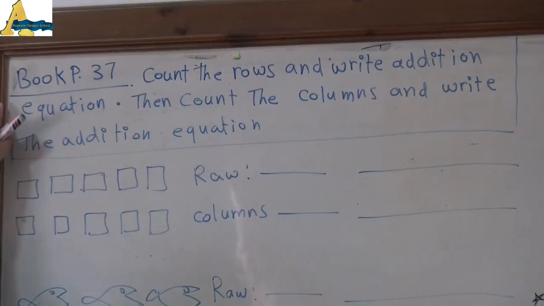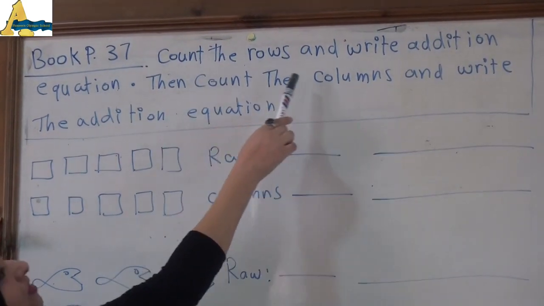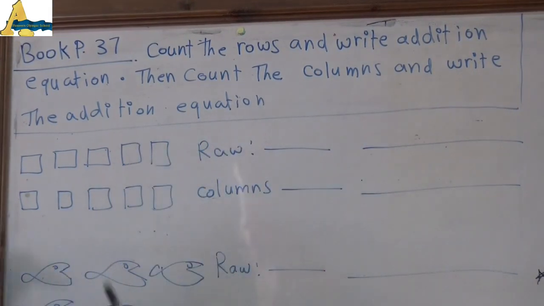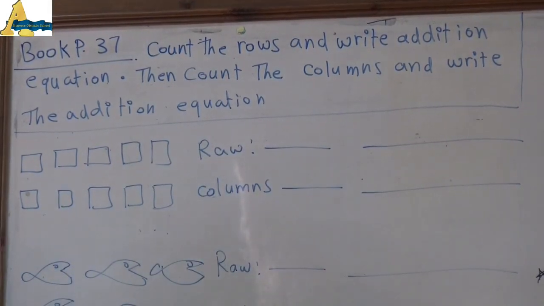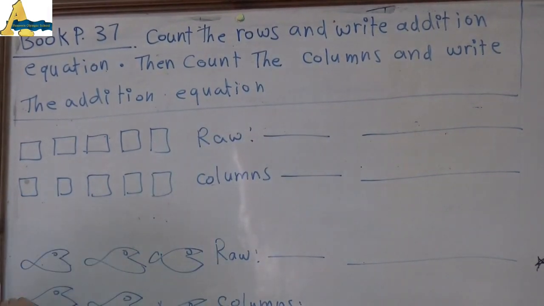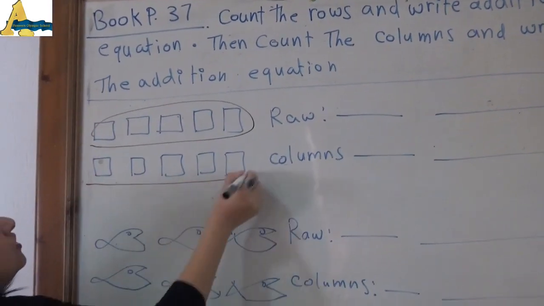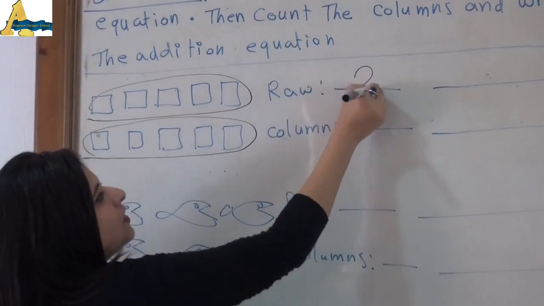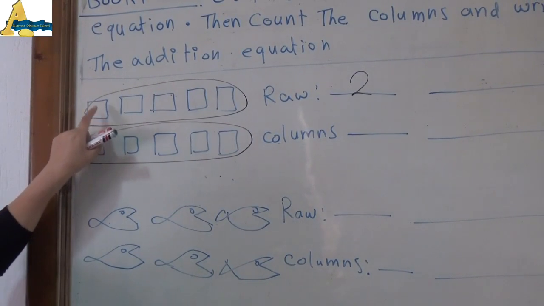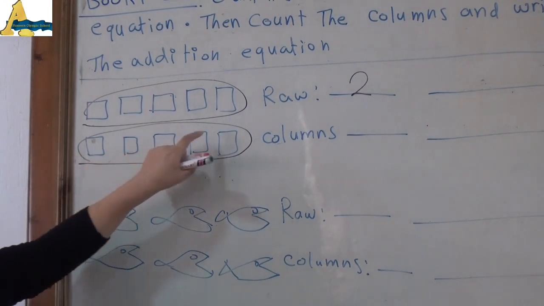Okay, let's see book page 37. Let's read the title. Count the rows and write the addition equation, then count the columns and write the addition equation. First of all, here he wants you to write the number of rows and the number of columns. Let's see how many rows I have here. 1, 2. So I have 2 rows. In each row, I have how many squares? 1, 2, 3, 4, 5.